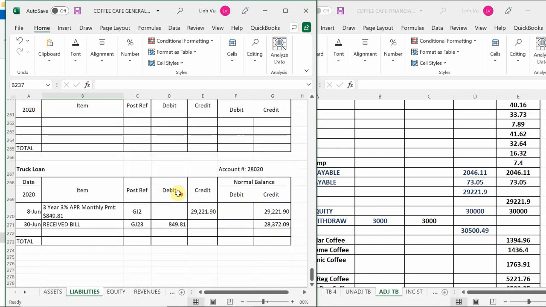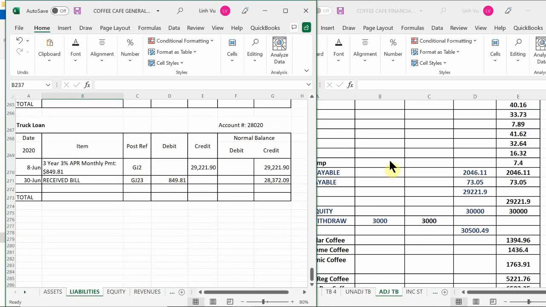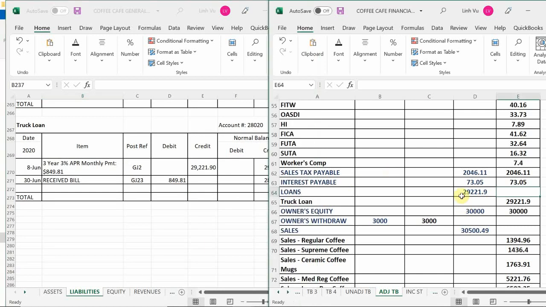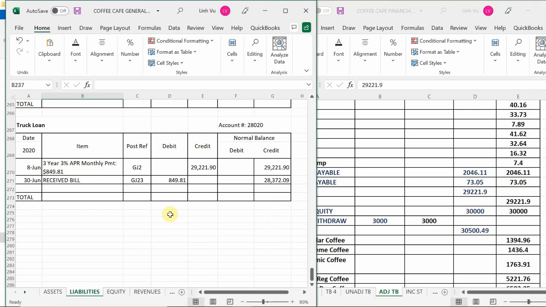Loans, right? Because we made a payment or we recognized the bill, my loan has changed. Your truck loan is now $28,372.09.